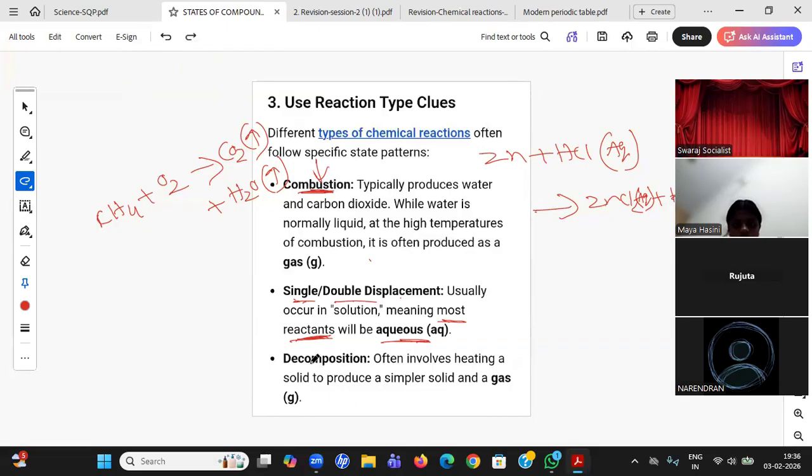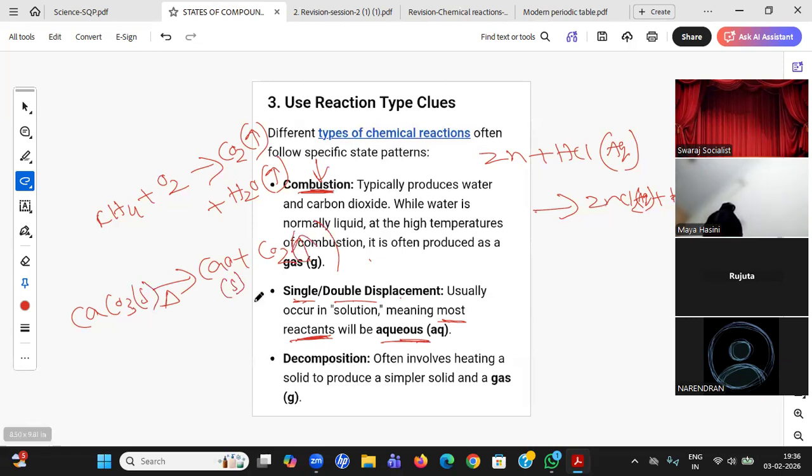Okay, decomposition. How will it decompose? Obviously, I need to heat it. You see CaCO3, how can it decompose to CaO plus CO2? I need to heat it. Whenever I am heating, obviously CaCO3 is solid. It often involves heating of a solid to produce a simpler solid. This calcium oxide is a solid and CO2 will be gas.